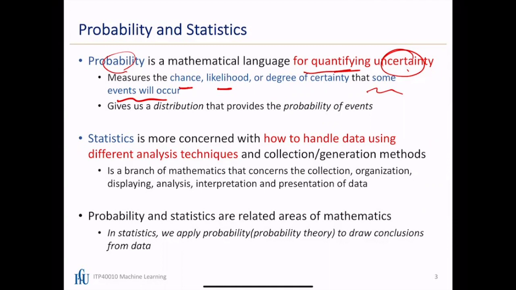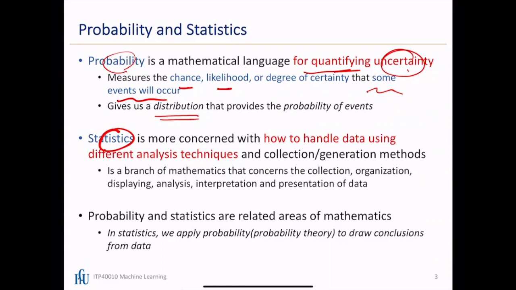And not only that, depending on the method of measurement, sometimes you want to come up with a distribution of the probability, the distribution of the chance of the event. On the other hand, statistics is more concerned with handling data using different analysis techniques and collection or generalization techniques.